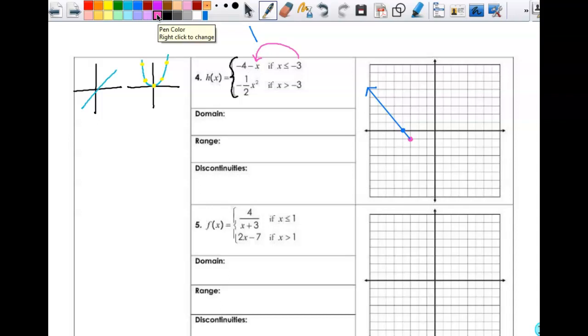Then I substitute in -3 here. -3 squared is a +9 times a -1/2 is -9/2. So that's like -4.5 when I graph it. So I'm going to go to -3, -4.5. 1, 2, 3, 4.5. And that is an open circle.